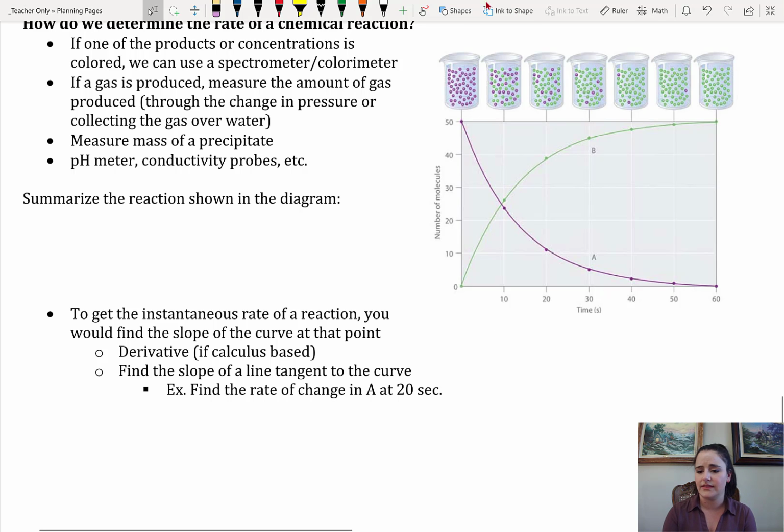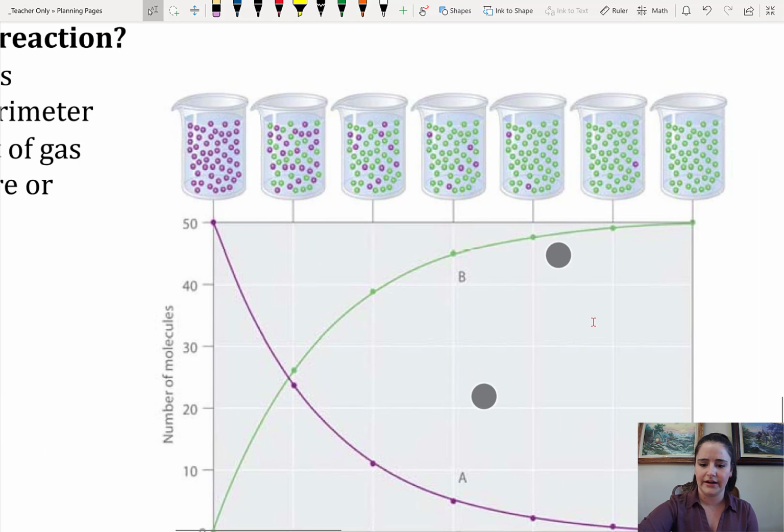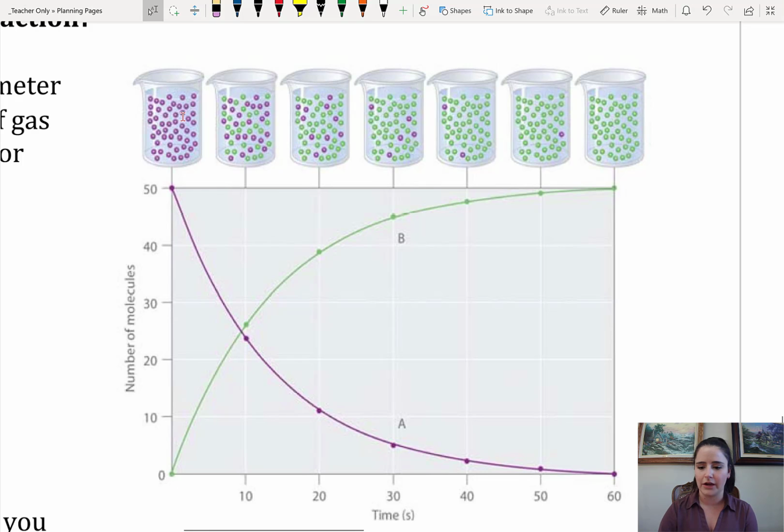So I want you to look at this graph right here. We have a particular diagram of A turning into B. We start with 50 molecules of A and we end with 50 molecules of B. What you might notice is that after a little less than 10 seconds, you have the concentrations being equal, and it looks like it takes about that 10 seconds for 50% of that A to decompose, or to turn into that B.